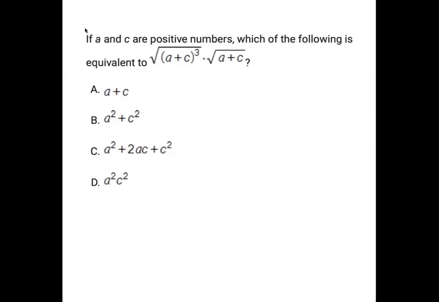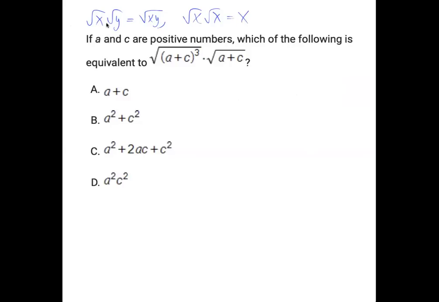Before we start this question, let's remind ourselves that if we had the square root of x times the square root of y, that would be the square root of xy. But by the way, if we had the square root of x times the square root of x, that would just be x. And the reason is because that would be the square root of x squared, and the square root and the square cancel each other. So you just end up with the x that's underneath.